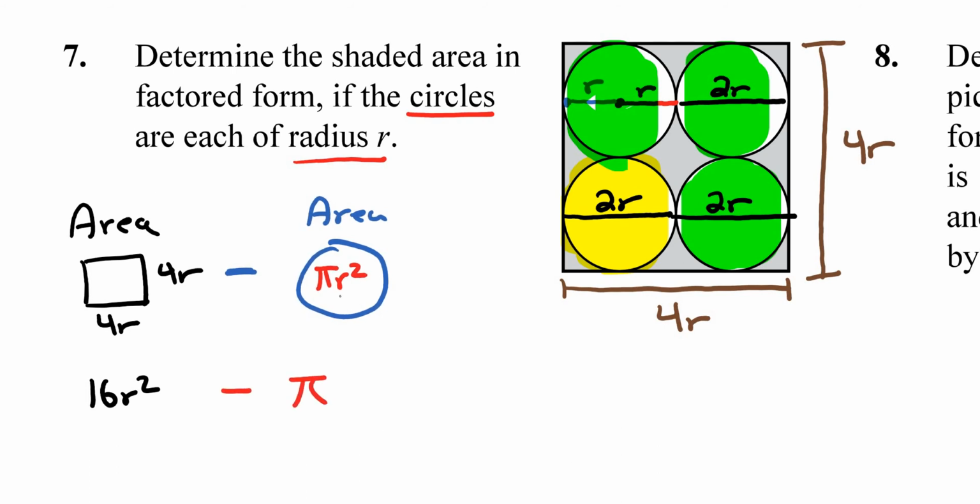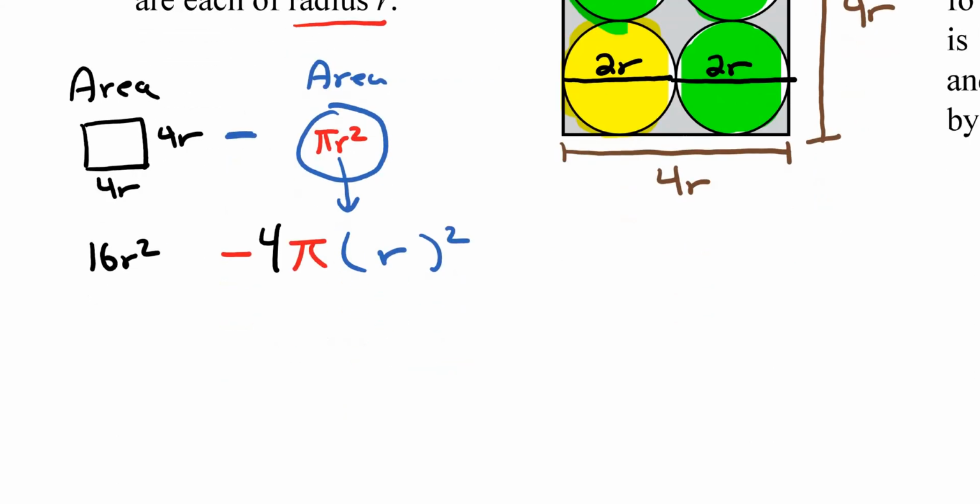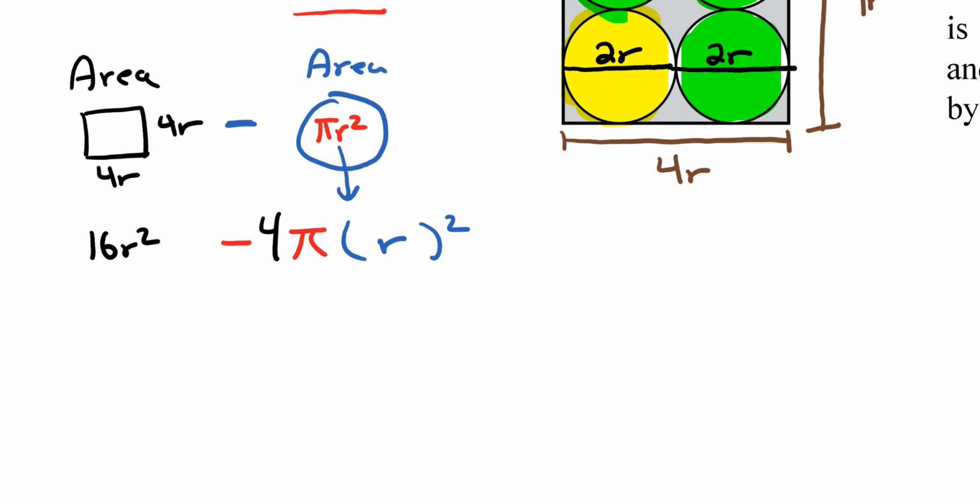But what is the radius here? Well, the radius is just r, right? Right, the radius is r, and how many of those circles do you have? Well, you have 4 of them. All right, so if you find the area of the square minus the 4 circles, then you have the shaded region. All right, let's go ahead and simplify this now.